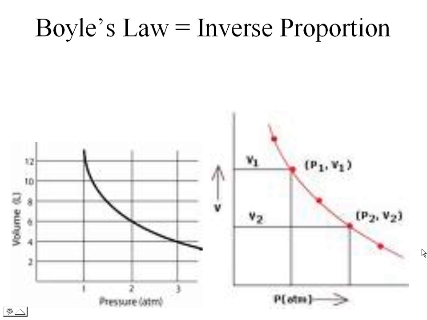On this slide, we are looking at Boyle's law being graphed out. It is an inverse proportion. So what we have here is the graph showing an inverse proportion. So as the volume goes up, the pressure goes down. Or as the pressure goes down, the volume will go up.